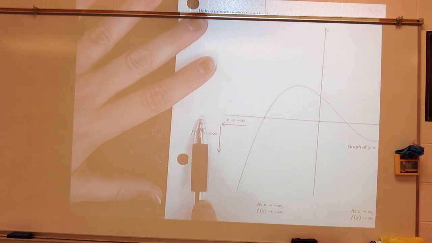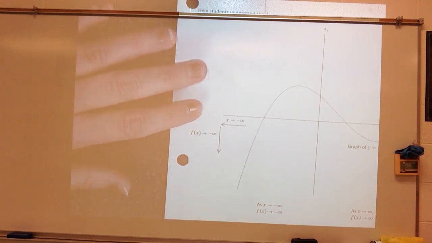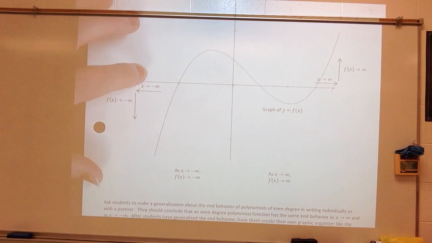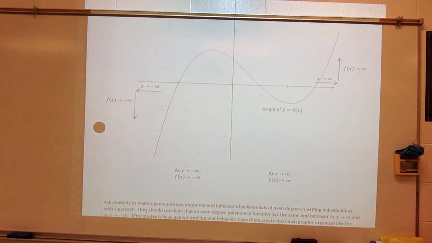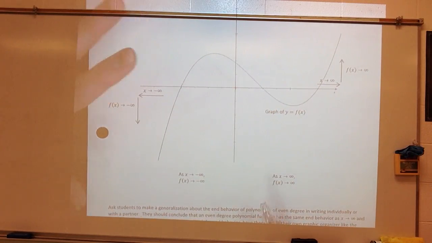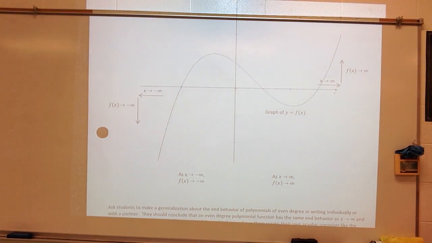So this is as x approaches negative infinity, because I can continue drawing my number line out. What's happening to my graph here? F of x is approaching negative infinity. Okay? So we can conclude that as x approaches negative infinity, my function is going to approach negative infinity. In other words, my end behavior is going to be negative infinity. As x approaches positive infinity, with this particular graph, my function will approach positive infinity. All right?